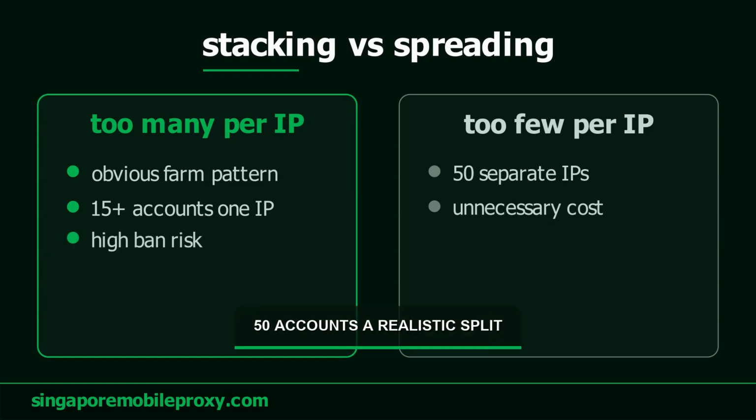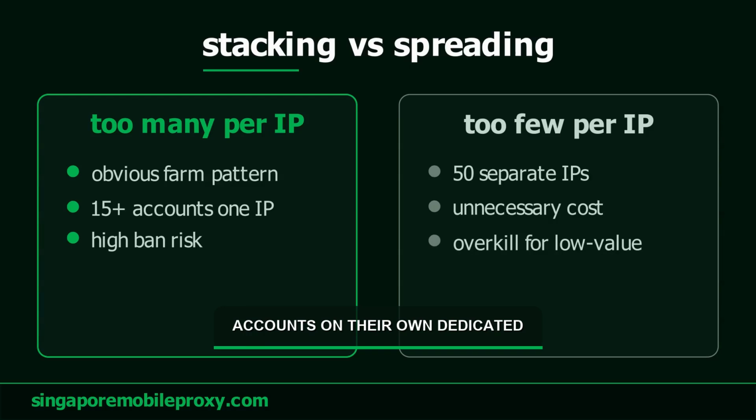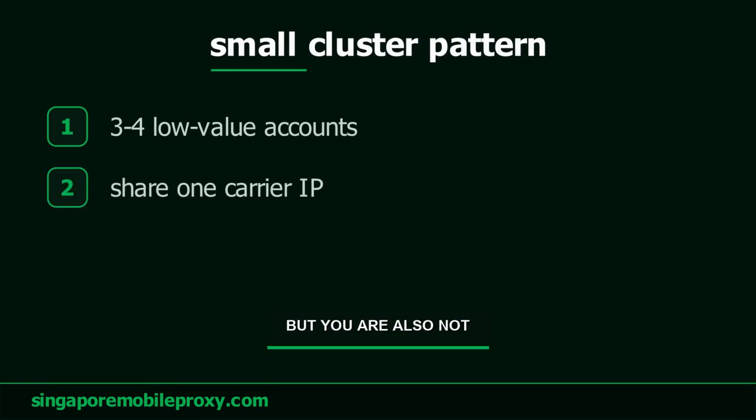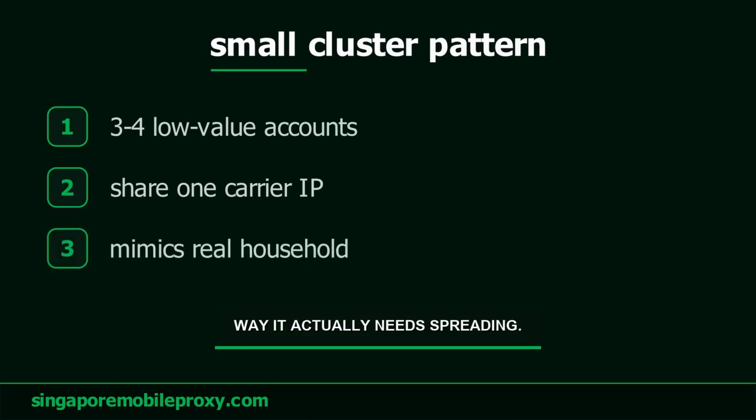So for 50 accounts, a realistic split might be 10 high-value accounts on their own dedicated lines, and the other 40 in small clusters of 3 or 4. You are not buying 50 IP addresses, but you are also not stacking everything on one. You are spreading risk the way it actually needs spreading.